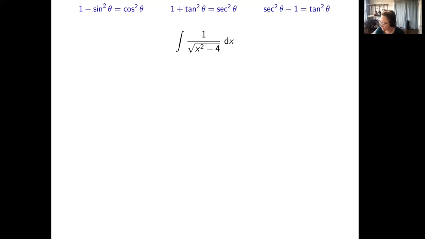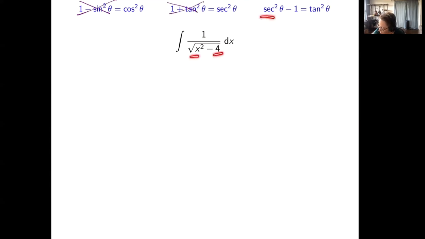In this example, once again, we have the square root of a quadratic function, no obvious other substitution. So this tells us we want to use a trig substitution. I have the form function squared minus a constant. This is constant minus function squared, which is backwards. This is function squared plus a constant. This one is what I want.